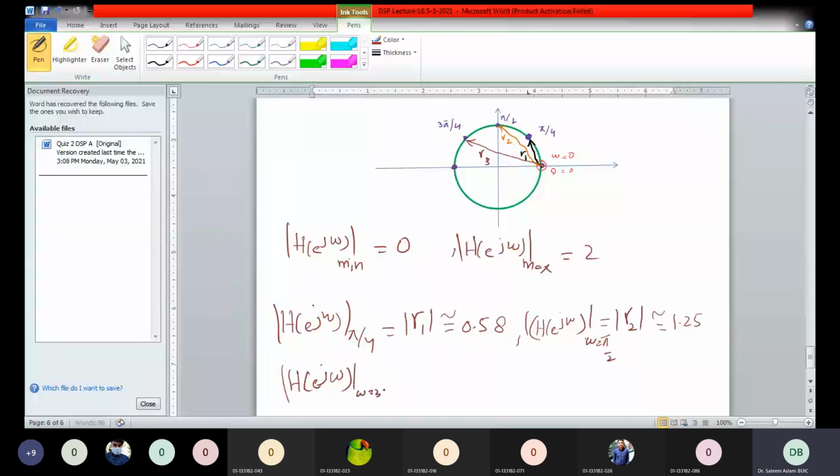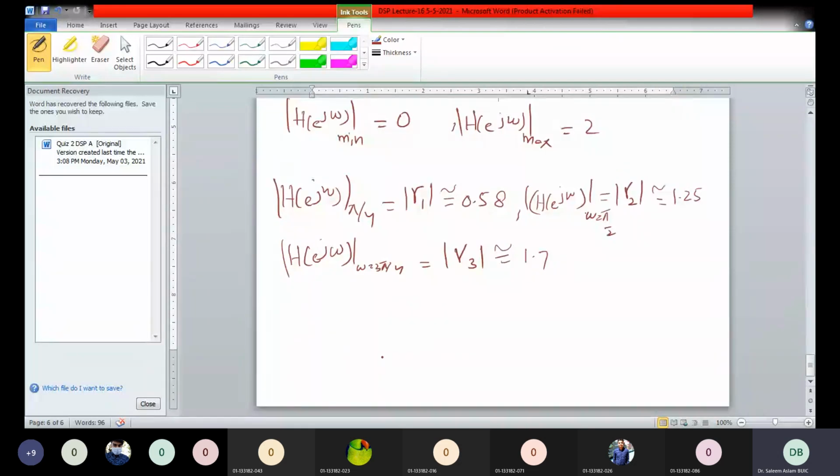Omega is equal to 3 pi by 4. The magnitude is root 3, approximately 1.7. So now that we have found its values, we can roughly sketch its plot, with omega on the x-axis and the magnitude of H(e^jω) on the y-axis.